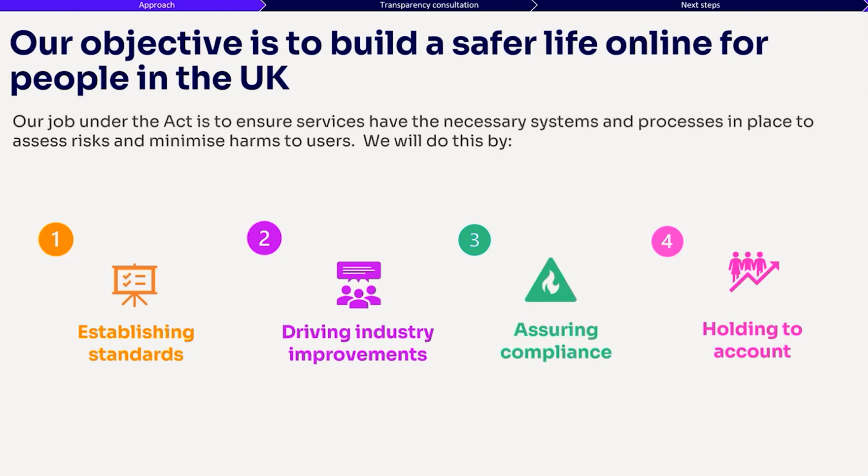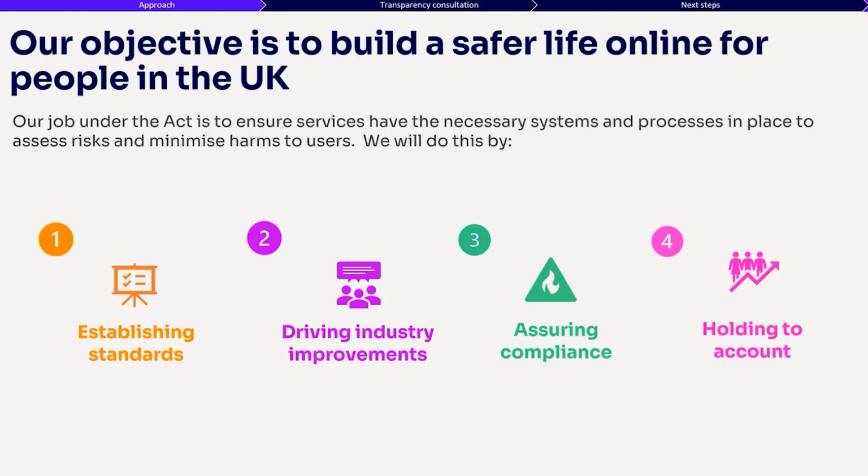So the kind of key four that we talk about, the first is around establishing standards. So that's us publishing our codes and guidance that set out how services, regulated services, can comply with the duties. The second is about driving industry improvements. So we've set up and established a supervisory team that works closely, particularly with the largest and riskiest services, to ensure they're clear about how they go about complying with their duties. And we'll be working closely with them in the coming years.